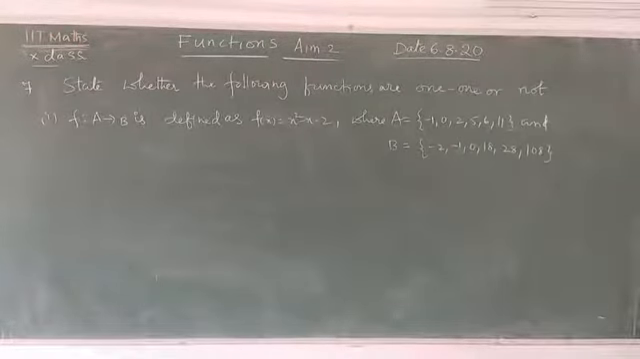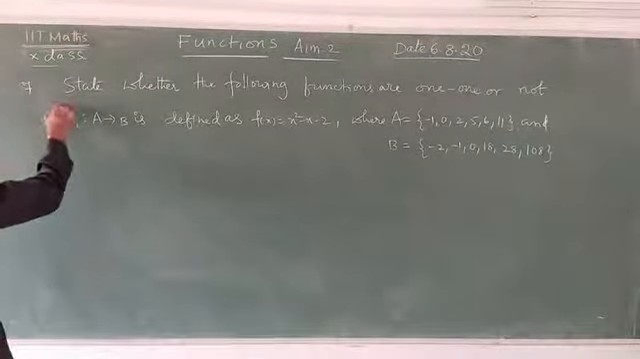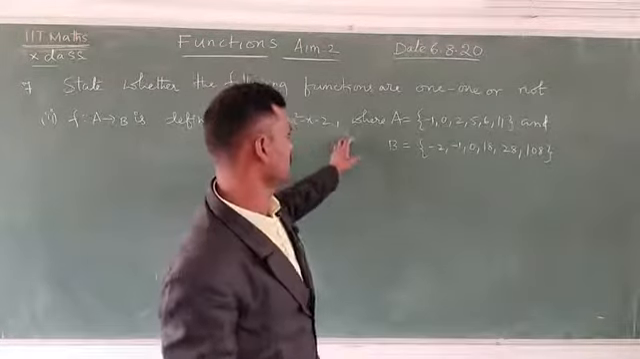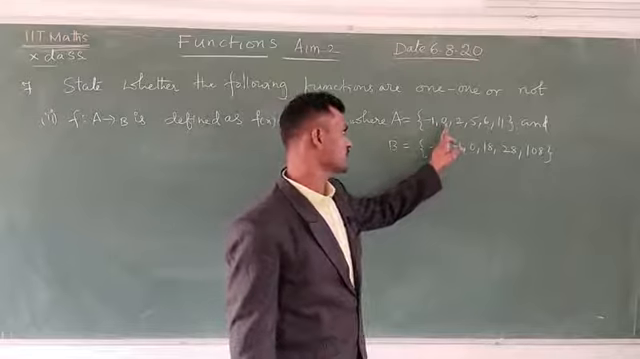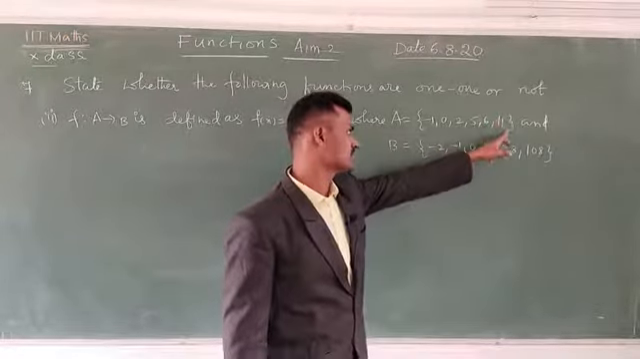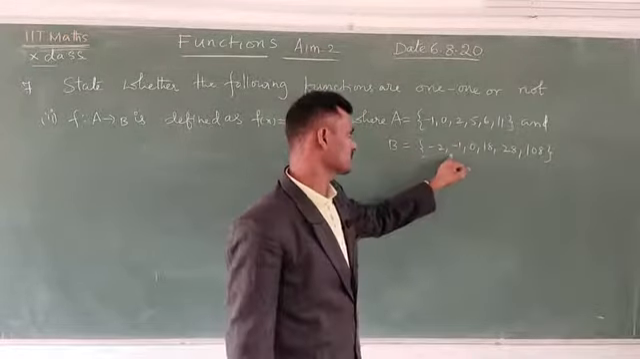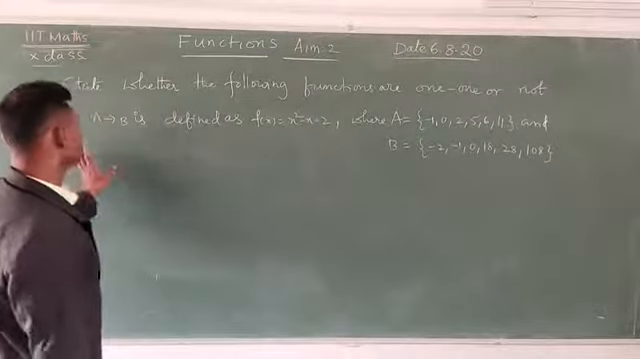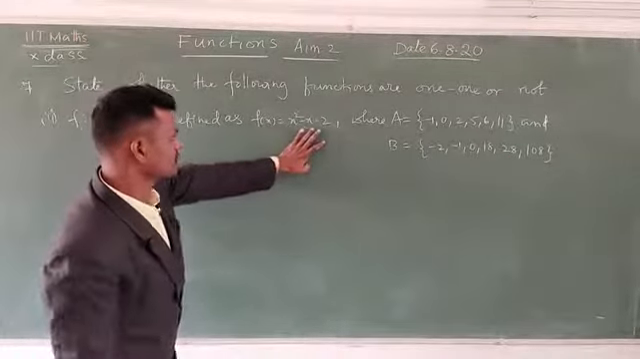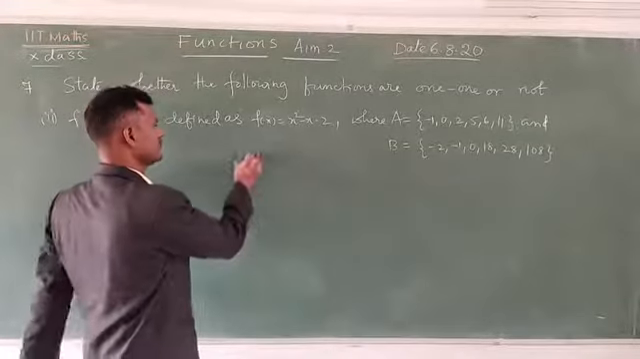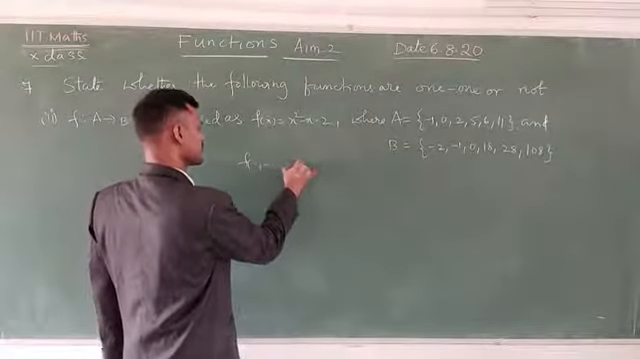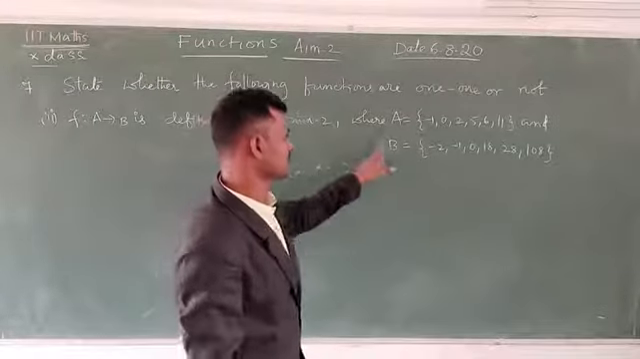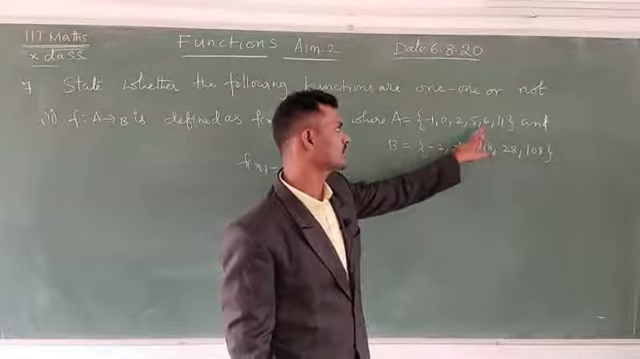Now second one, f is a mapping from A to B defined as f of x is equal to x square minus x minus 2, where A is equal to {-1, 0, 2, 5, 6, 11} and B is equal to {-2, -1, 0, 18, 28} and 1 up to 8. Here you can take f of x is equal to x square minus x minus 2. Thereafter you can substitute here x instead of minus 1, 0, 2, 5, 6, 11.